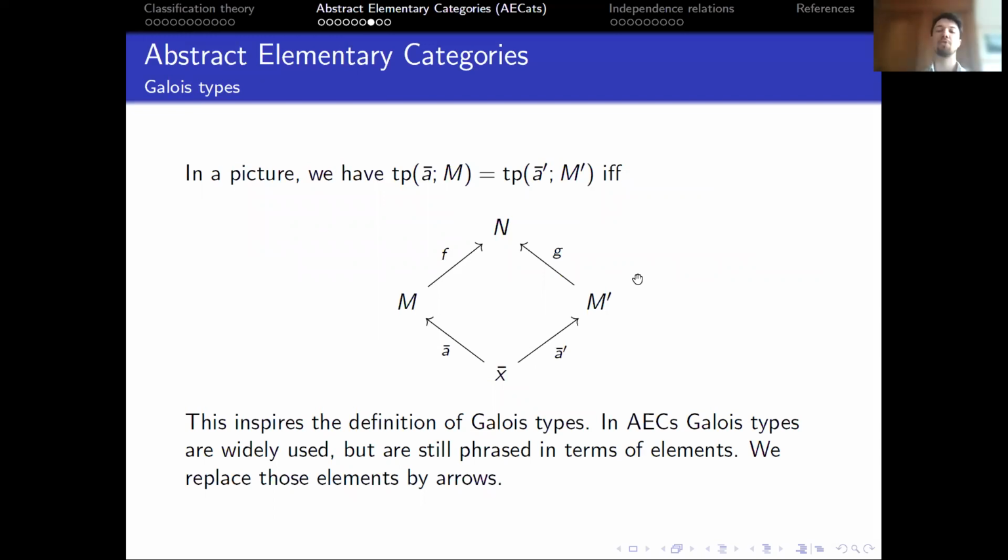I should say Galois types are not a new idea. They are already used a lot in this AEC world, but there they are still phrased in terms of elements. But to make sense of them category theoretically, we just replace elements by arrows and be happy.